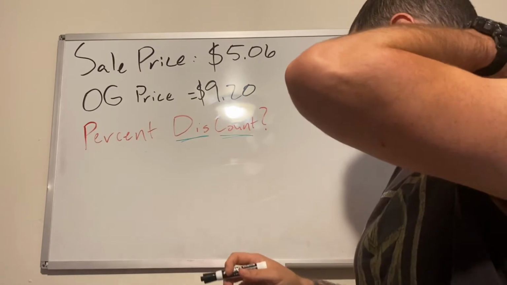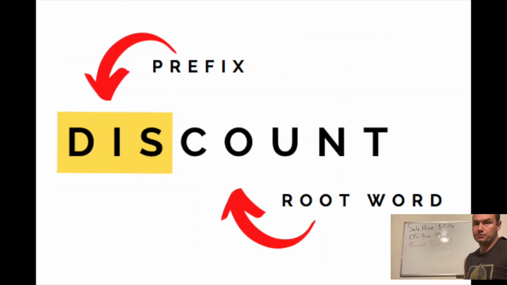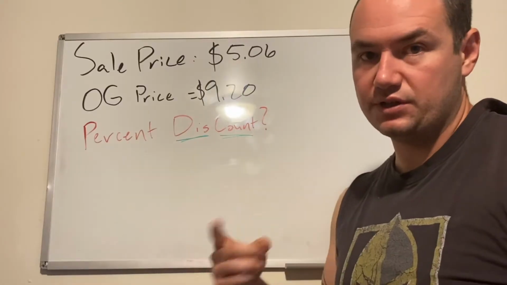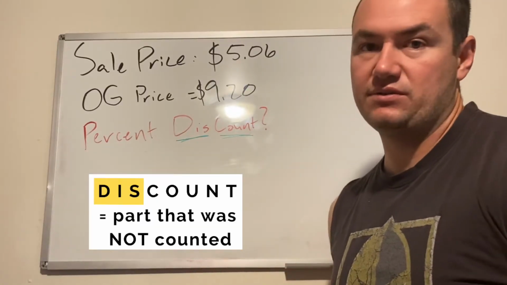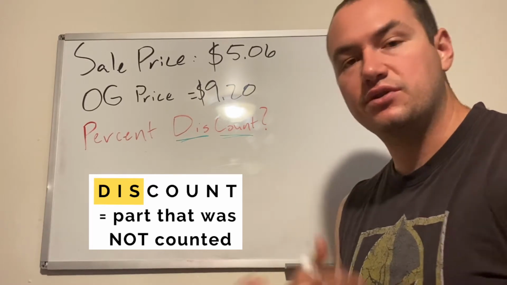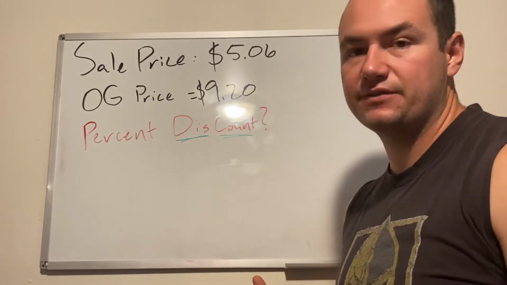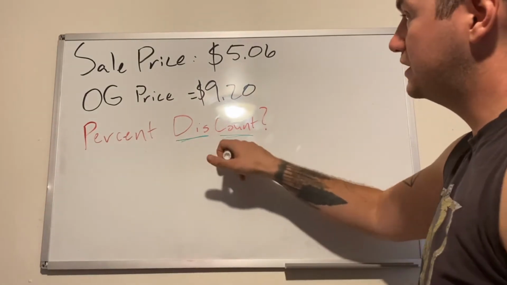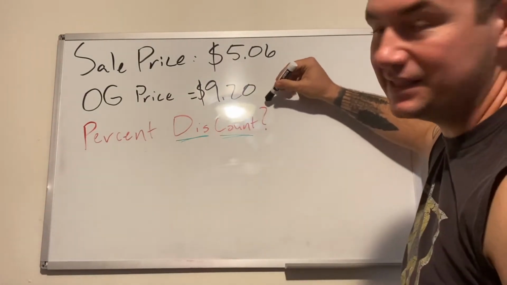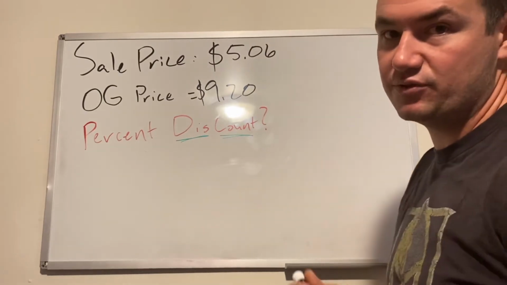Now, discount has what's called a prefix. The prefix being dis, and then the root of the word is count. So we all know to count 1, 2, 3, 4. So discount is the part that wasn't counted, right? The number that was removed. So these are the kinds of prefixes and suffixes that you can use to help you in word knowledge. So the percent of the discount is the percent that's missing between 9.20 and 5.06.